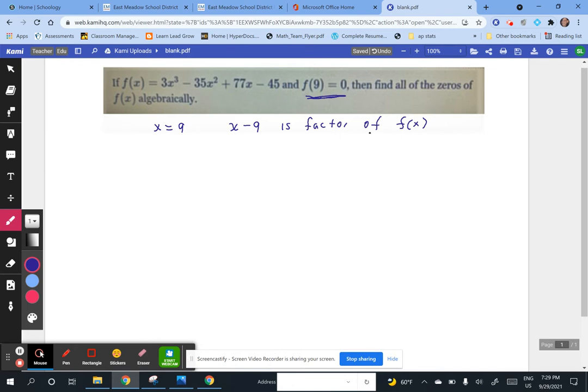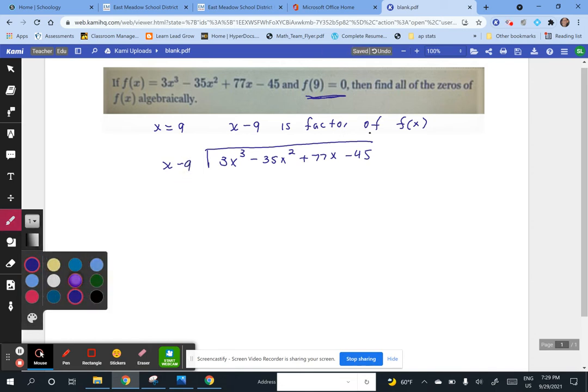So what we're going to do now, similar to the problem we did in class, is we can't do grouping on f of x, but what we can do is long division and divide this function by x minus 9. So let's do that now. Let's switch colors.